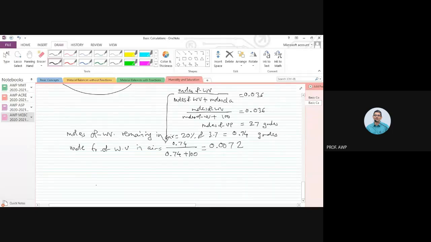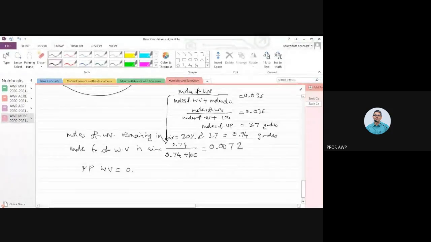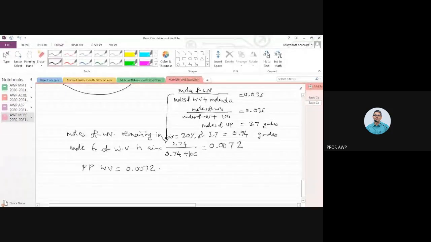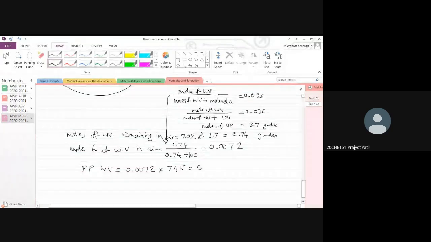Now, the partial pressure of water vapor would be 0.0072 multiplied by the total pressure. Total pressure is 745. How much is this number? 5.35 mmHg.